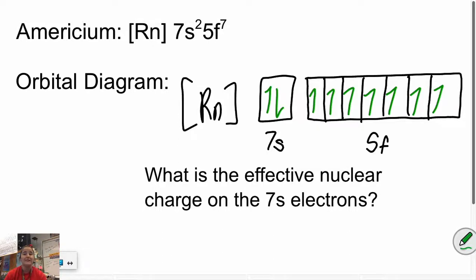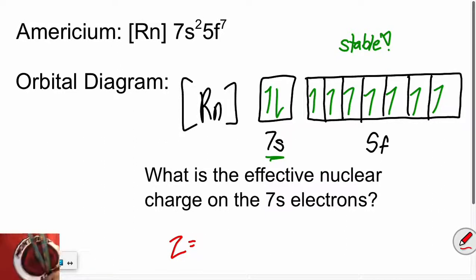Okay, americium is a particularly stable element because of that half-filled subshell. Okay, it likes that. It minimizes the electron-electron repulsions and makes it very happy. Let's talk about the nuclear charge. What is the nuclear charge on those 7s electrons? In order to understand that, we first have to know the nuclear charge of americium. So the nuclear charge of americium is 95. It's number 95 on the periodic table. So it has 95 protons in its nucleus.